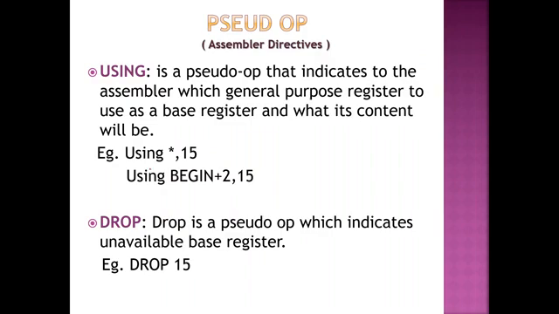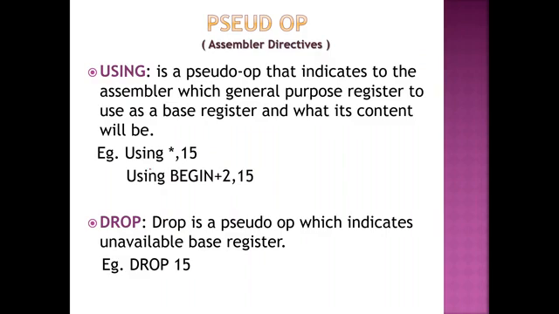I told you pseudo ops are going to give information to the assembler. Just see how relevant that is. Using is going to tell the assembler what the base register value is. So why should we know the base register value? Whenever I am loading a program into the main memory, the address of the starting first line is going to be your base register value. That address will be stored in your base register, so that you can find the absolute address.